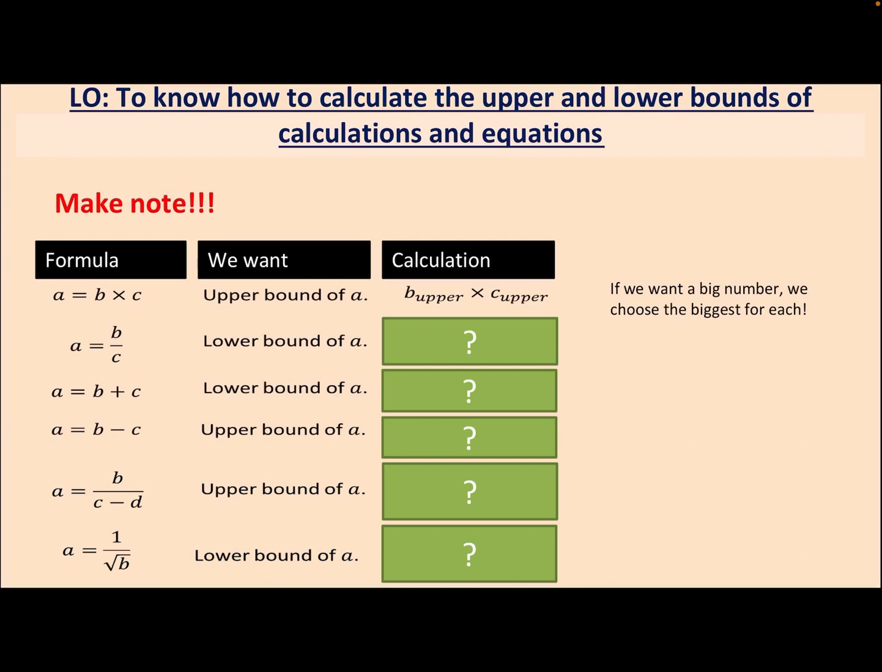Now if we wanted to find upper bound perimeter, we're going to be using the upper bounds for both of those lengths. If we want to find the lower bound perimeter of a shape, we're going to be using the lower bound of each of these lengths to find the lower bound of it.